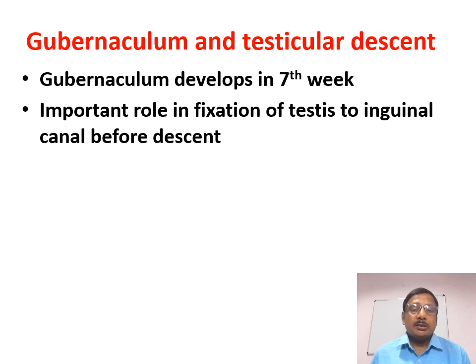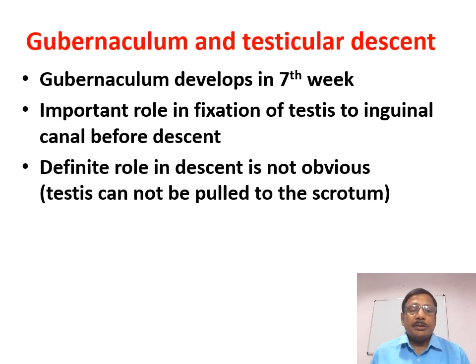See, the testis sits at the top of the gubernaculum like a drop of pearly white liquid, you can say jelly, and then this gubernaculum fixes the testis to the inguinal canal. Whether it leads to descent into the scrotum or not, that is not very clear, but this is very clear. So the definite role in descent is not obvious, because the testis can never be pulled into the scrotum. That you must understand.